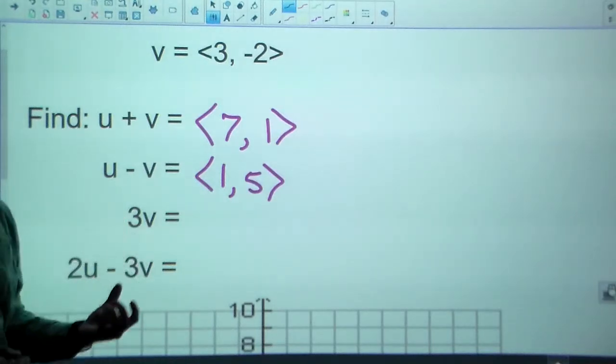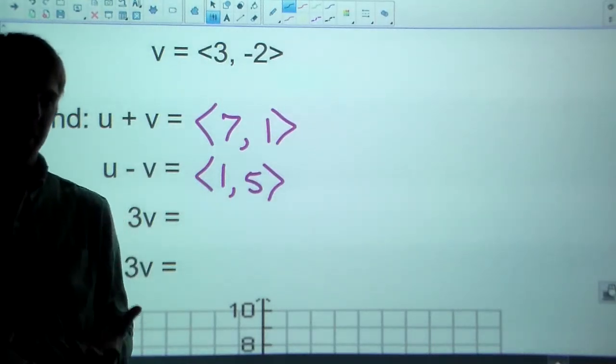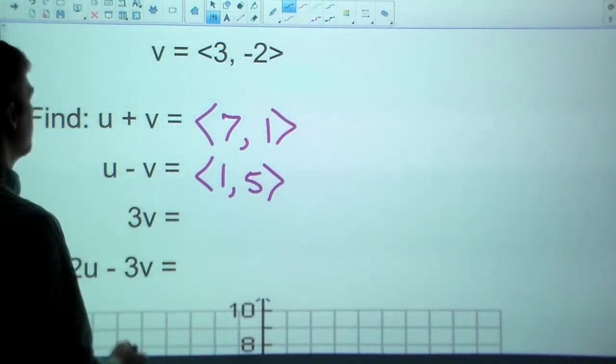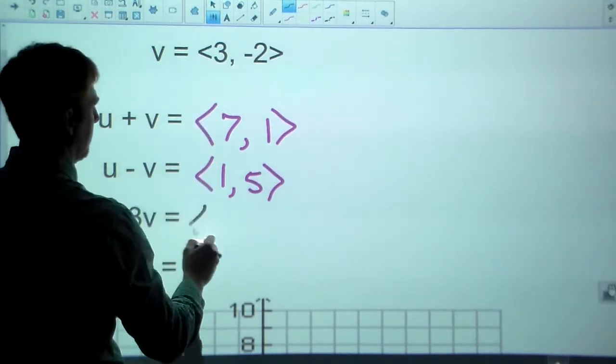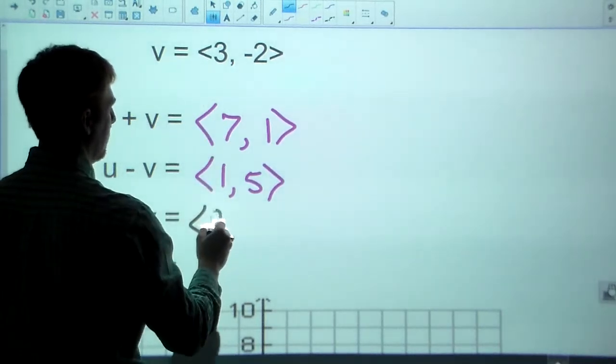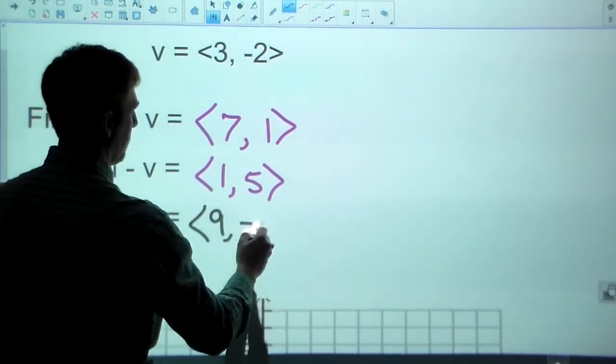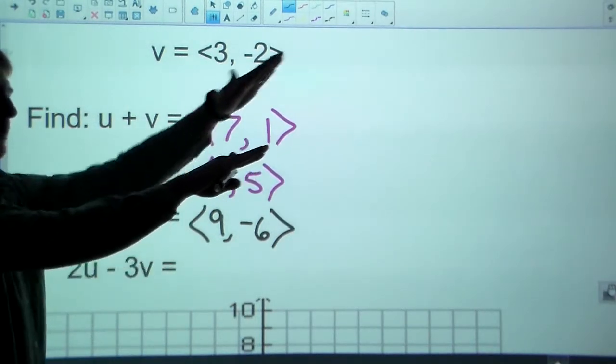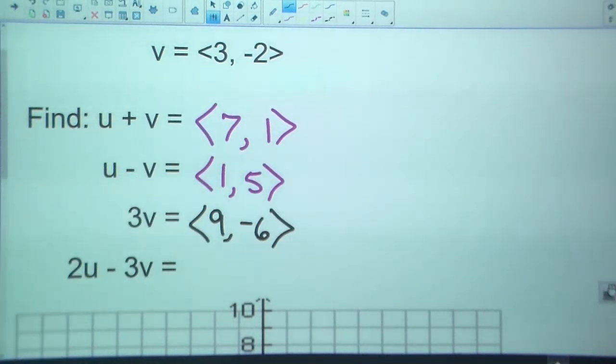3v, the 3 is what we call a scalar, because it just has a magnitude of 3. It's stretching the vector 3 times bigger than it was. So all we're really doing is multiplying the x value by 3, multiplying the y value by 3. Graphically, it'd be like putting v together 3 times. That's really all it does.